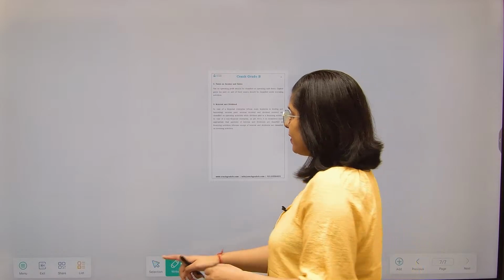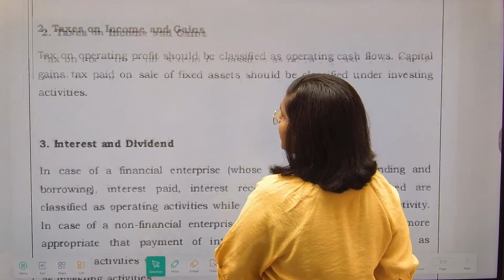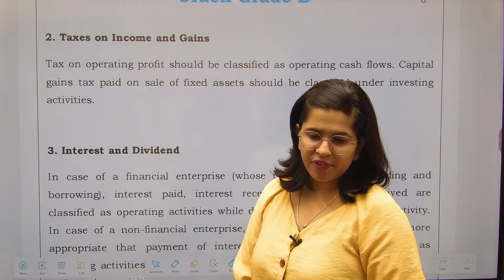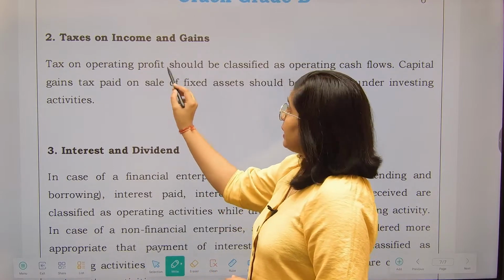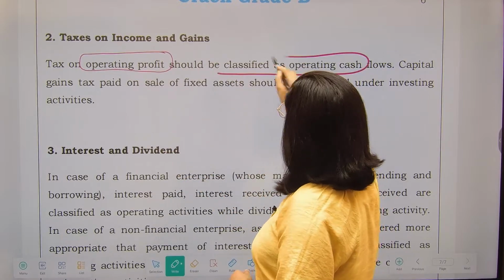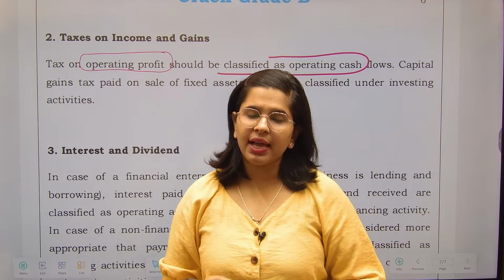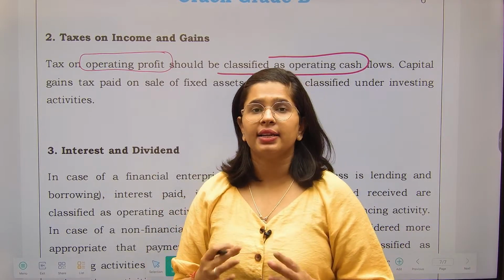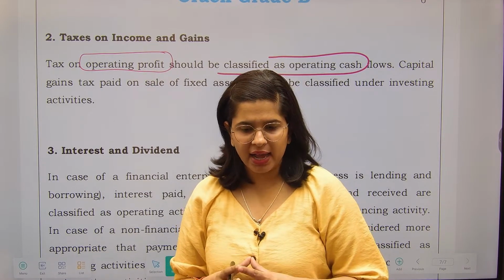Now, lastly, we have taxes on incomes and gains. See, there are different kinds of taxes. Earlier, there was a dividend tax as well, but we will not include it right now. Taxes on your operating profit should be classified as an operating activity. So whatever revenue I am earning out of my business, if there is a tax imposed on this, that will be called my operating activity and I have to pay tax on it.